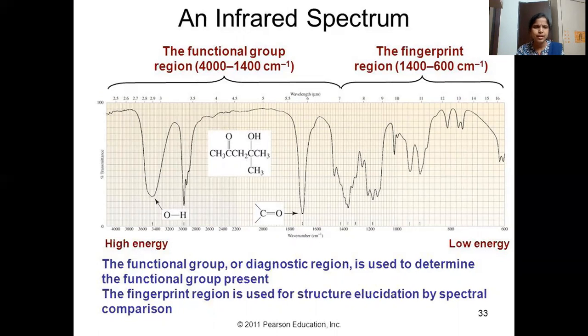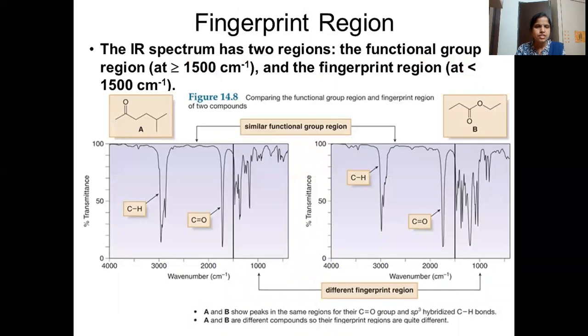By studying these spectra and where the absorption peaks are observed, we can easily identify the functional group present in the sample. So this is the fingerprint region again. Greater than 1500 is the functional group region, and the fingerprint region is below 1500 centimeter inverse.